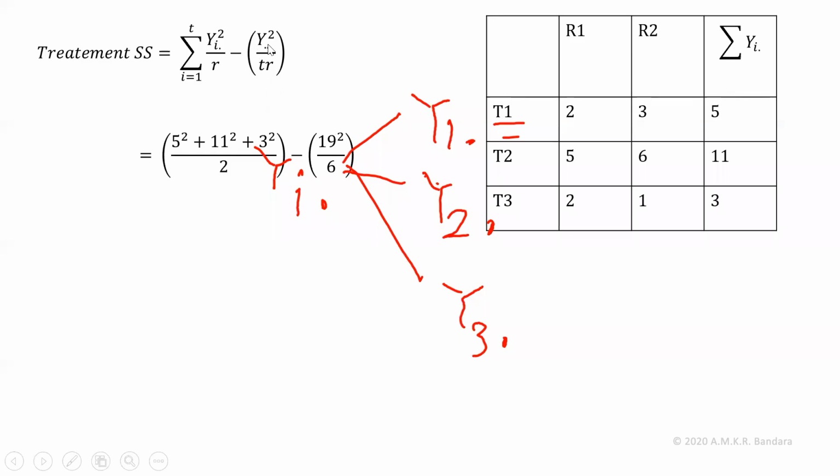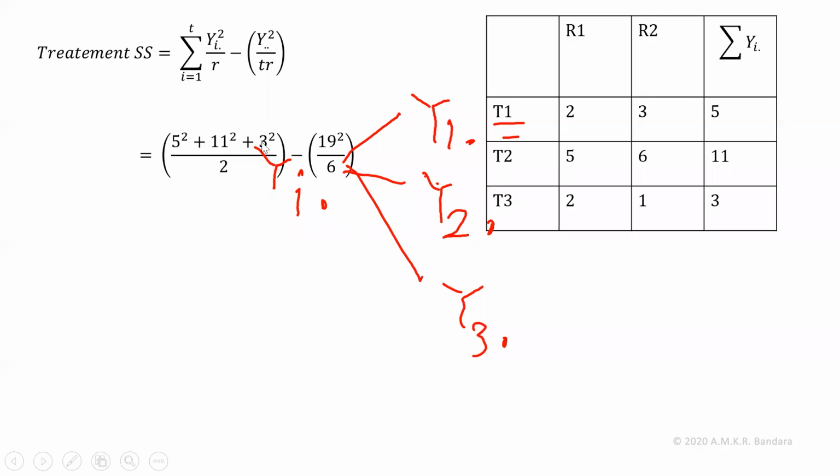Now you have to square those totals. Now you have to square 5, 11 and 3. Square each total. Then divide by the number of replicates we added to get this total. We added 2 observations to get this total, 2 observations to get this total, and here also we added 2 observations to get the total. So divide by 2.